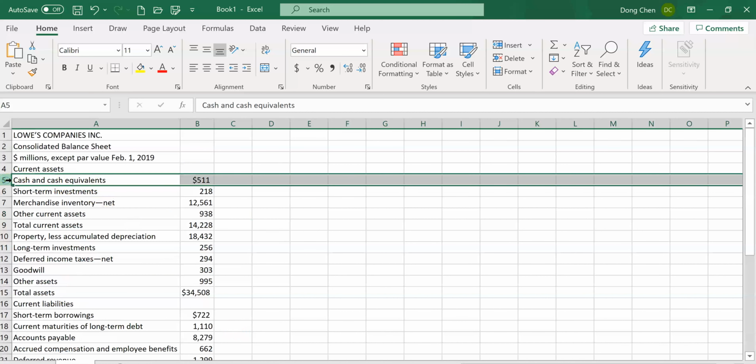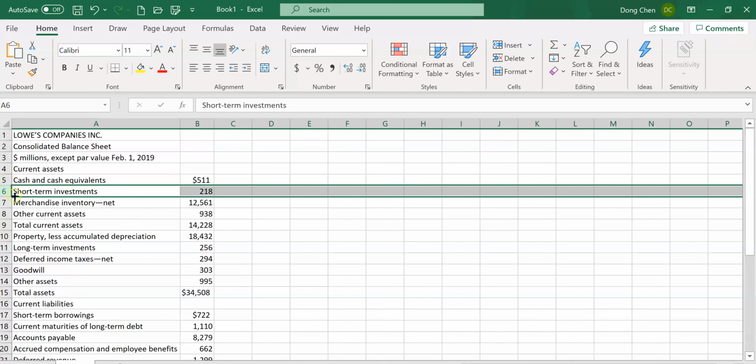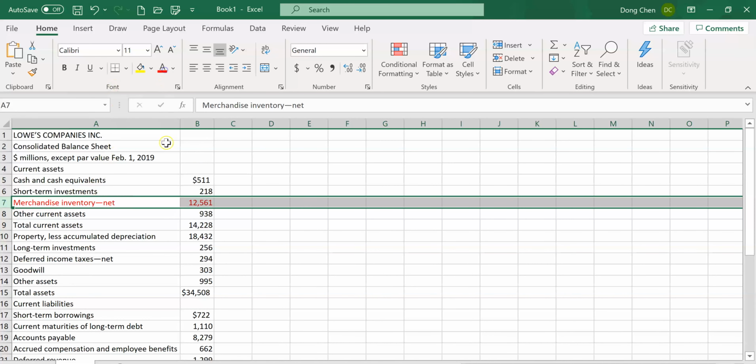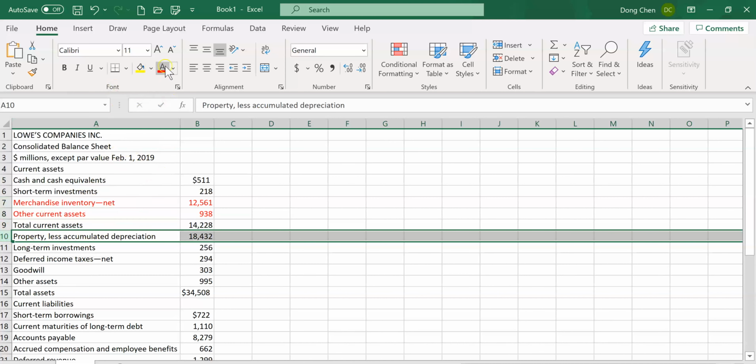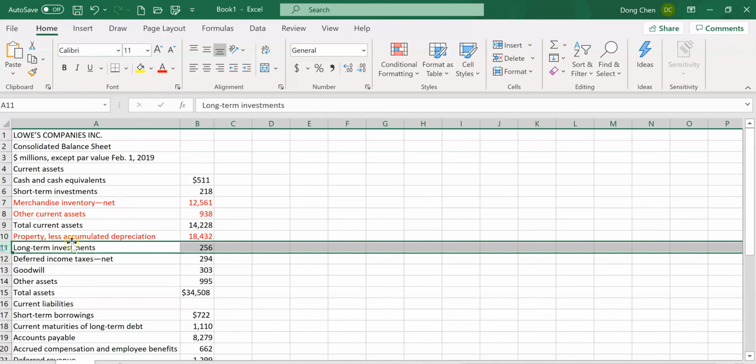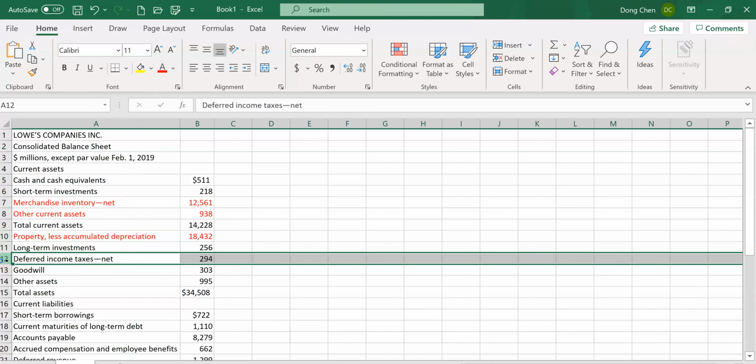So cash is not operation related, and short-term investments is also not operation related, and inventory is. So I mark this in red. And other current assets is also generally operation related, and PPE is property. Long-term investment, actually, the footnote already said that this is not operation related. And deferred income taxes is operation related.